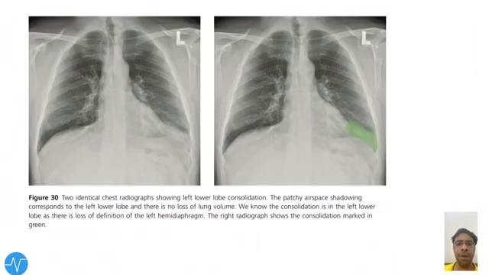Now again, if we use silhouette sign, the left diaphragm is not seen and we have a pathology near it. Therefore, the left diaphragm is not outlined. Therefore, it is near the left lower lobe. So this pathology is in the left lower lobe by silhouette sign.